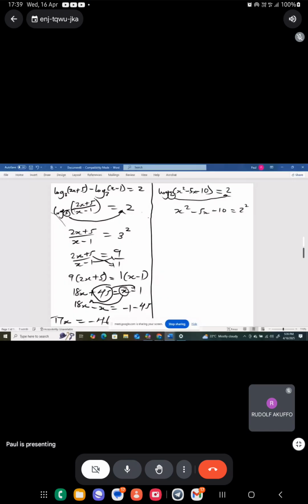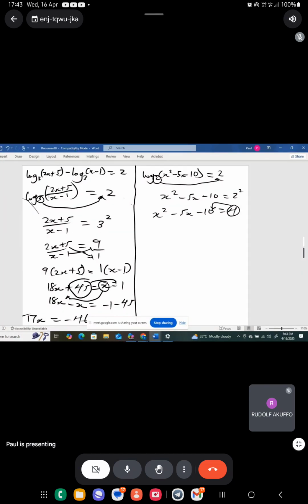Then bring this here. So the 4 will come here. We get x squared minus 5x minus 10 minus 4 being equal to 0. So here will give us x squared minus 5x minus 14 being equal to 0. So from here we can use the general quadratic equation formula, which is minus b plus or minus root b squared minus 4ac all over 2a.